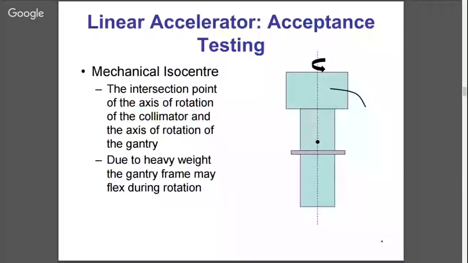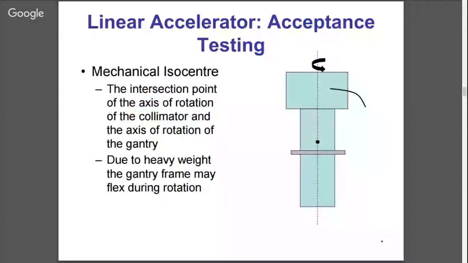Now, another important aspect of the linear accelerator is the mechanical isocenter. We've got this big heavy machine that's going to be rotating around and directing a radiation field towards this isocenter. This isocenter is important because we set the patient up around this isocenter, and so any uncertainties in the position of this mechanical isocenter, or the point at which the machine rotates around with its degrees of freedom, are going to cause problems. It's going to introduce spatial and geometric uncertainties into the patient treatment.